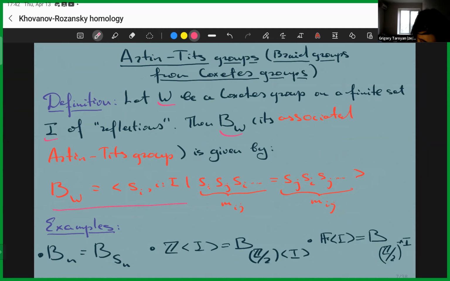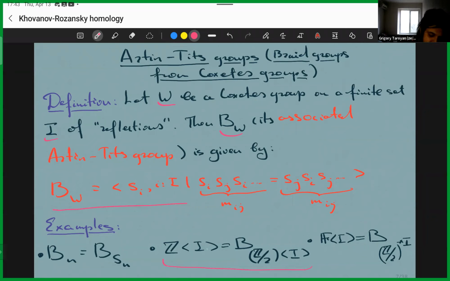So as you can see, if we consider the Coxeter group of type A_n, we obtain the usual braid group, because this reduces to the usual braid relation, because, as we saw earlier, the maximal value of m_ij is 3. So we obtain precisely the usual braid relation. But we can also get some other examples.